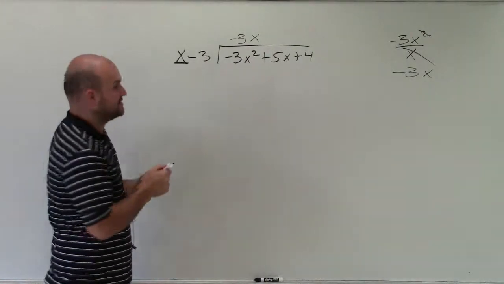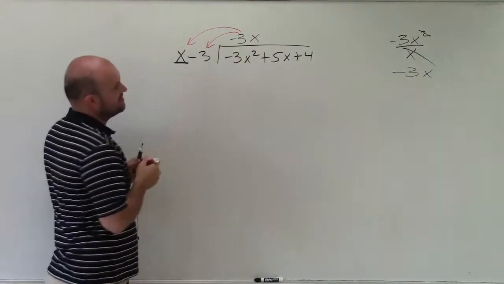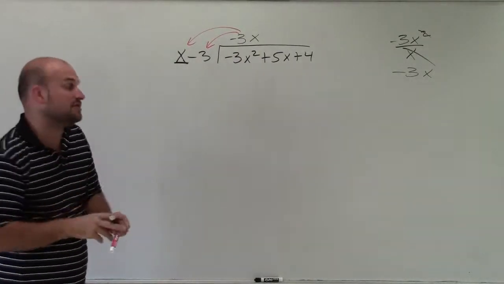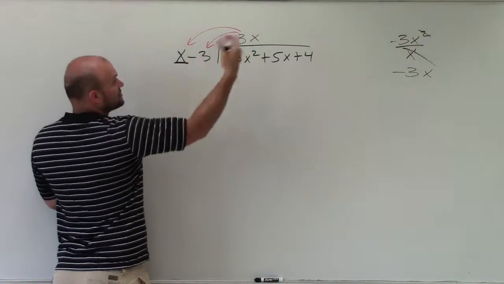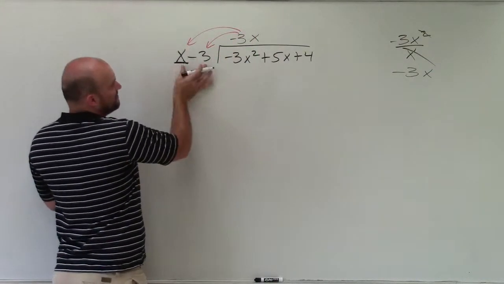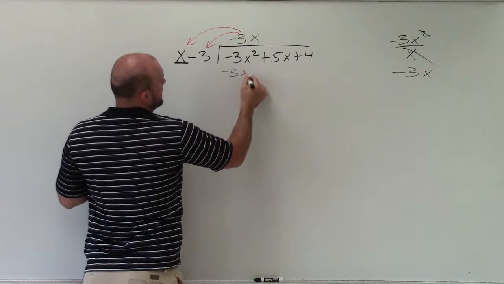Now I make sure I multiply that negative 3x, the quotient from dividing by the divisor, times both of the terms of my divisor. So negative 3x times x is going to give us a negative 3x squared.